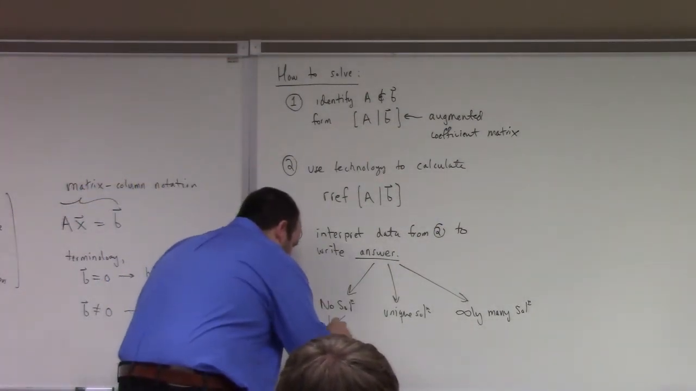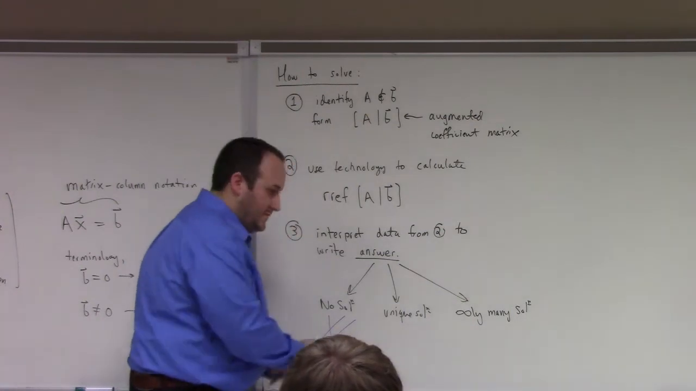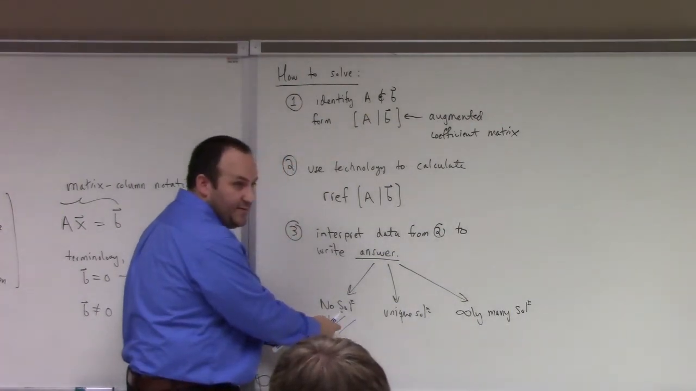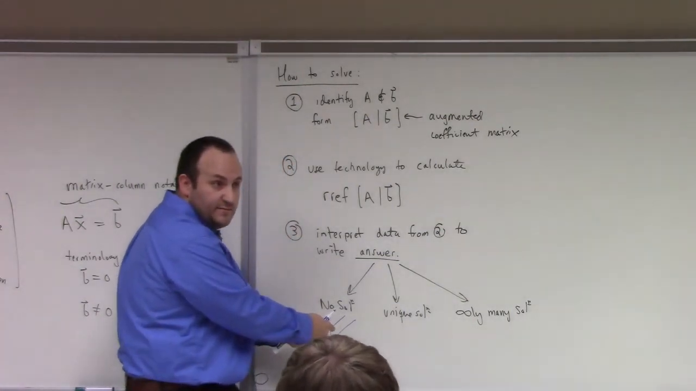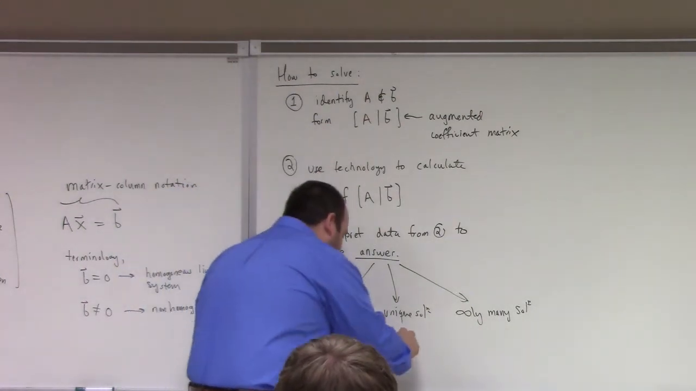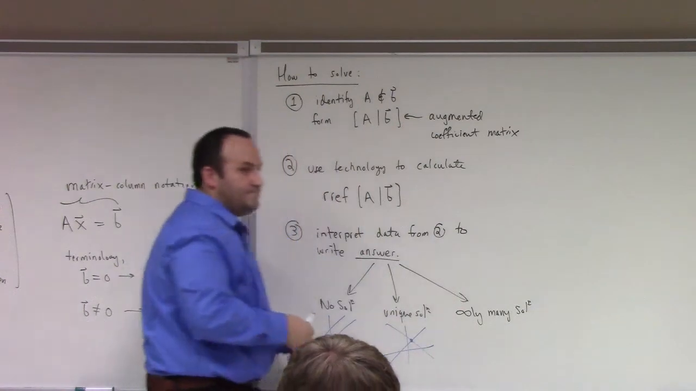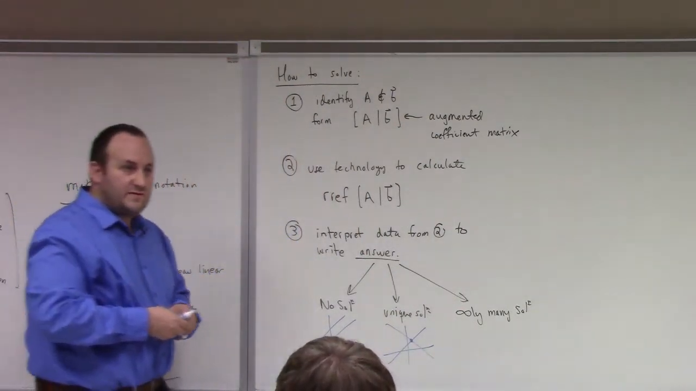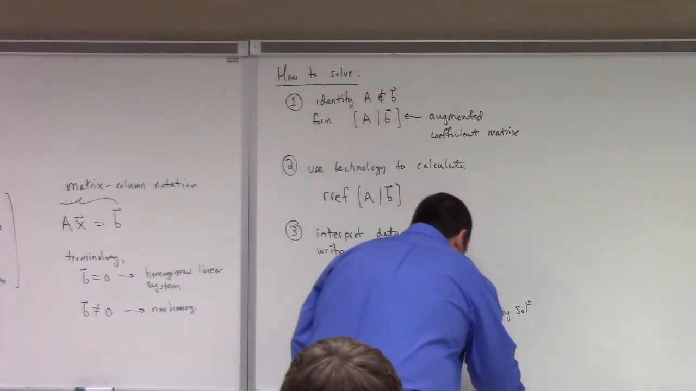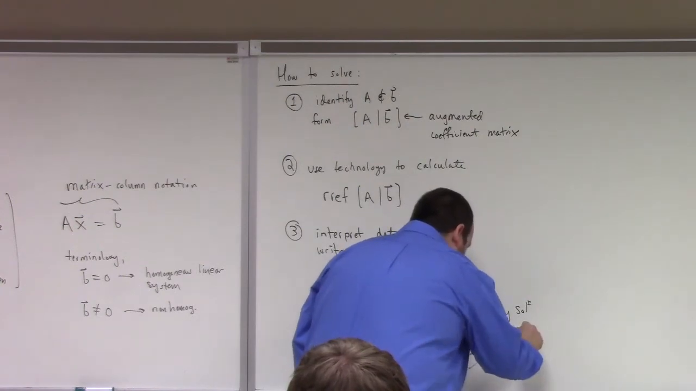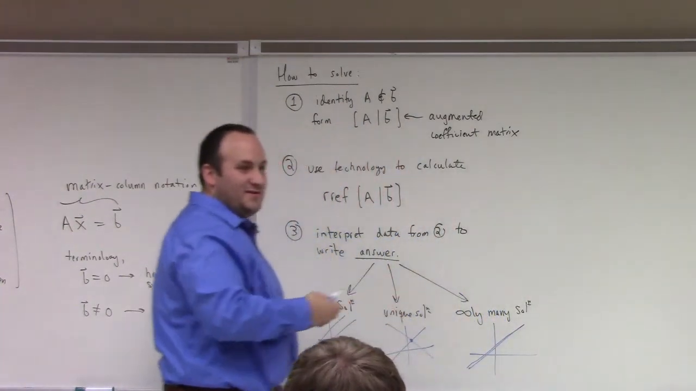No solution would be like parallel lines. The graph represents 2 equations and 2 unknowns. Parallel lines never intersect, no solution. Unique solution, skew lines, unique solution.